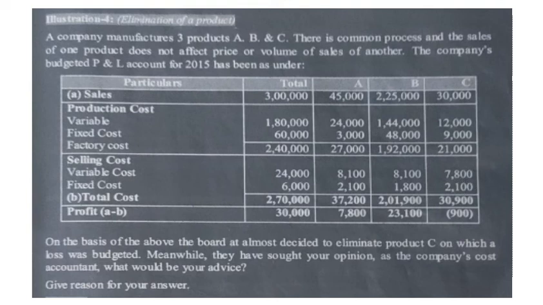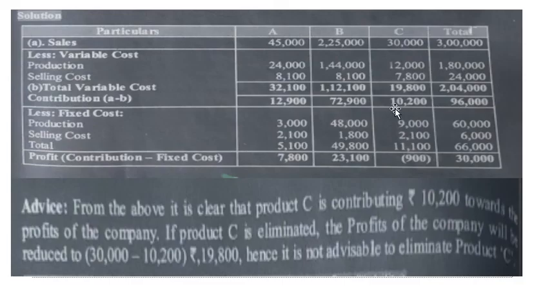So 12,000 plus 7,800 will give you 19,800. So the total sales 30,000 minus total variable cost, which is 19,800, will give you 10,200 as your contribution. In the same way, when we add up all A, B, C, it will give you your total. When we add up the total variable cost under production sector, it will give up to 1,80,000, that is 24,000 plus 1,44,000 plus 12,000 will give you 1,80,000.